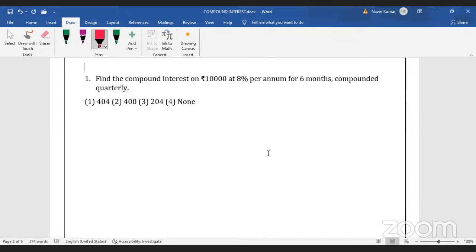Who is the chairman of Niti Aayog? Narendra Modi.